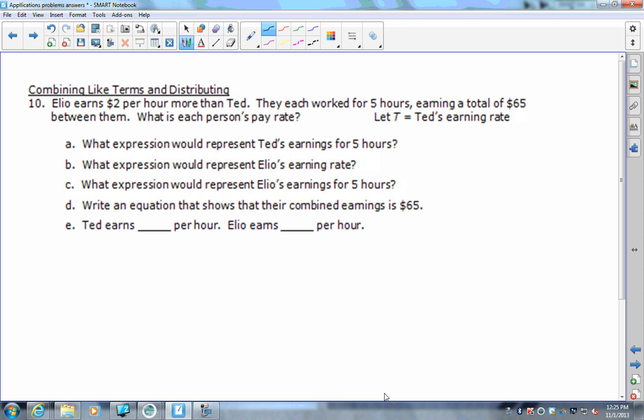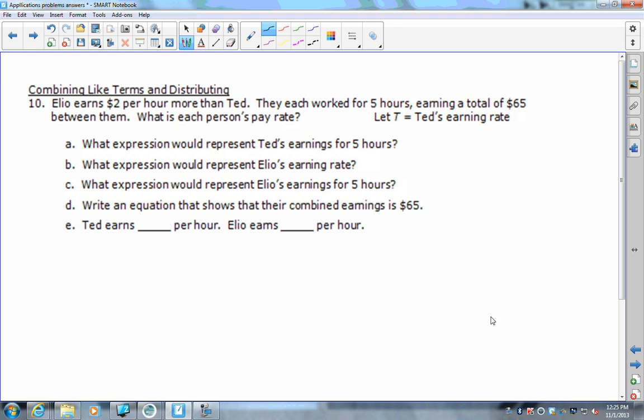Elio earns $2 per hour more than Ted. They each work 5 hours, earning a total of $65 between them. What is each person's pay rate? Let T equal Ted's earning rate.